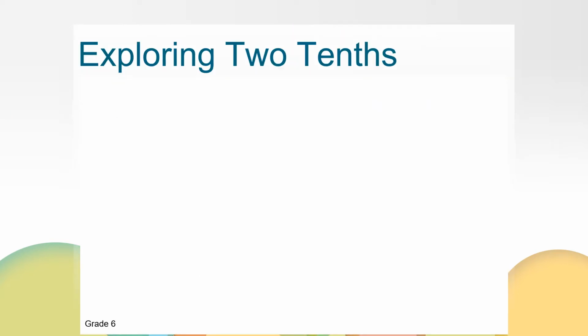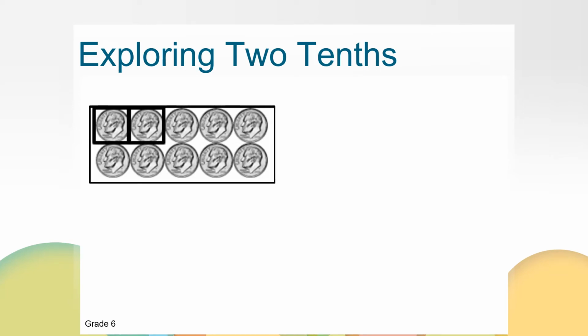2/10 was one of the numbers in our sense-making routine. Now we are going to dive into understanding this number and the different ways it can be written. We can think about decimals as part of a whole, just like cents are part of a whole dollar. I can think about 2/10 as 2 dimes. There are 10 dimes in a dollar, so if I have 2 out of 10 dimes, I can say I have 2/10 of a dollar.